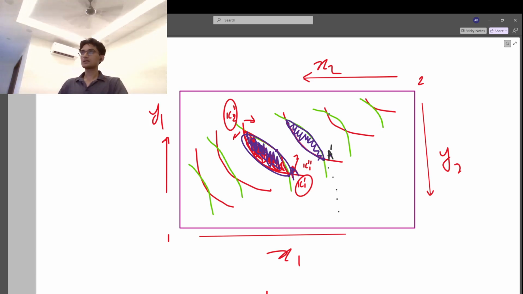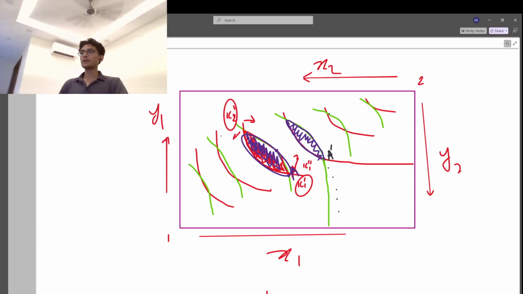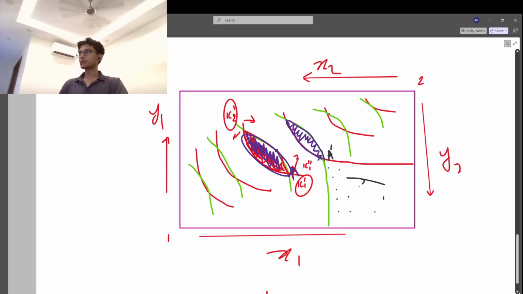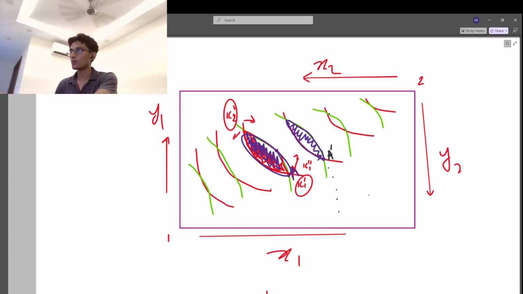Because, let's draw the ICs of individual 2 and individual 1, then any point here in this region, any point. No, let's make our own.